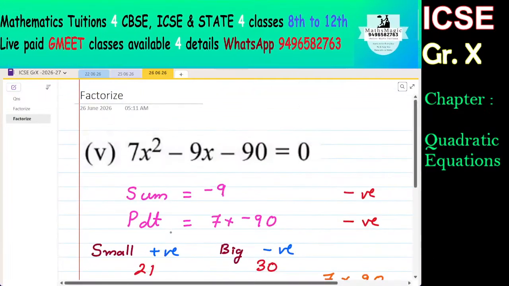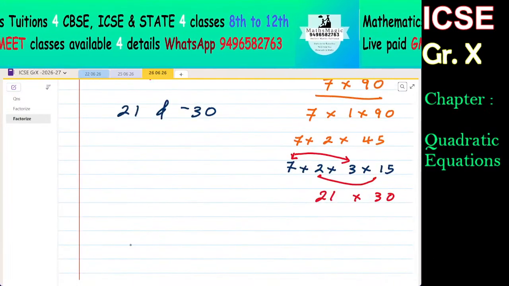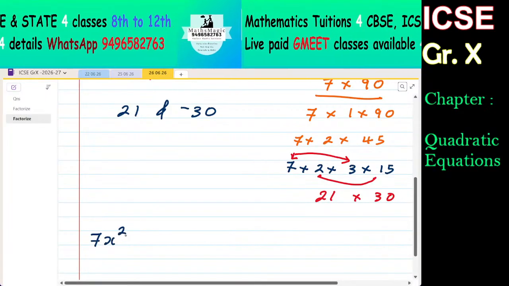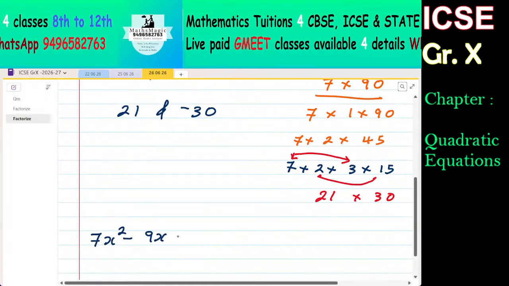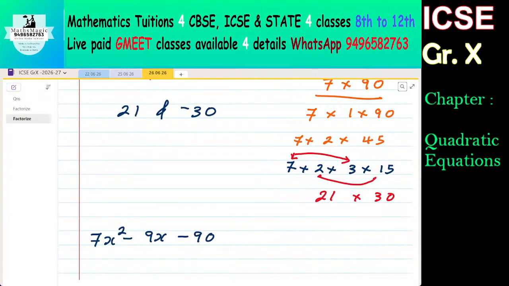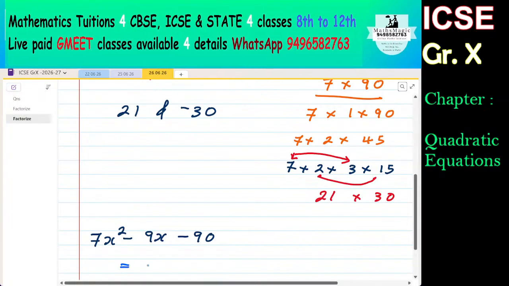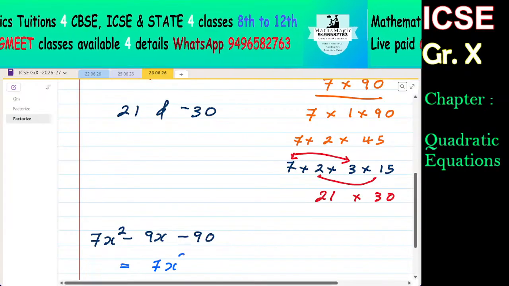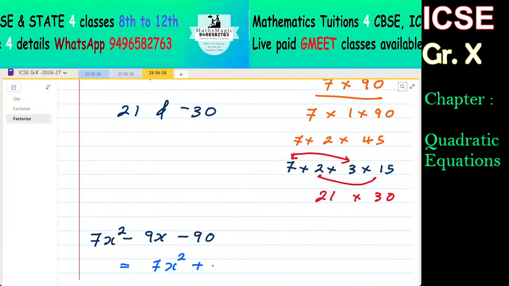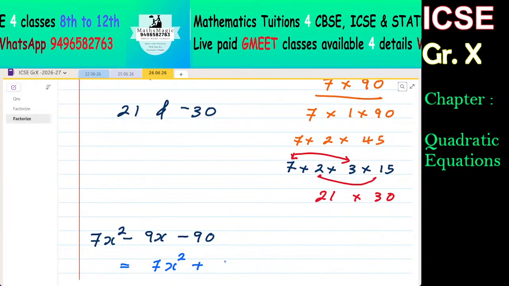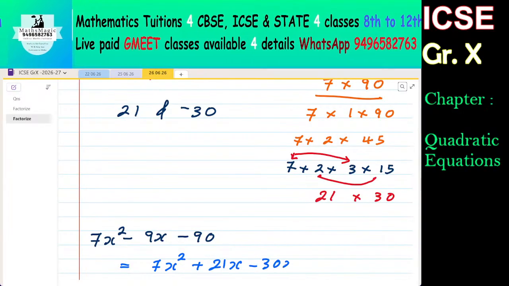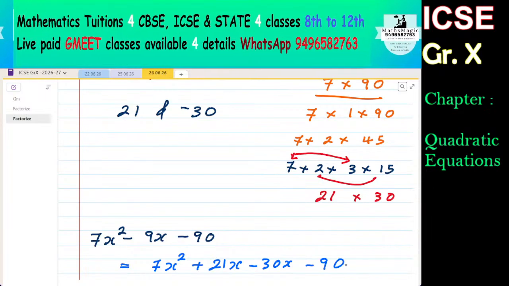Now we will be rewriting 7x squared minus 9x minus 90, 7x squared minus 9x minus 90 as 7x squared minus 30x plus 21x minus 90, or plus 21x minus 30x minus 90.